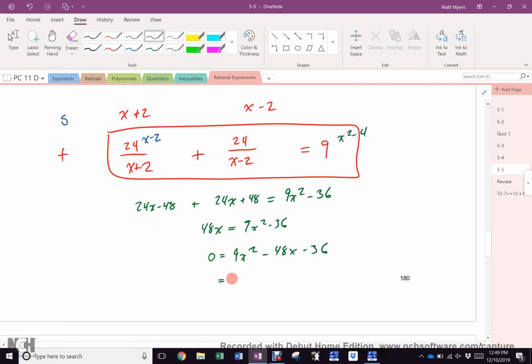3 is coming out of there. When I take that 3 out, do I care about it? No. So we'll take that 3 out, and we will get 3x squared minus 16x minus 12. What am I going to do with that?